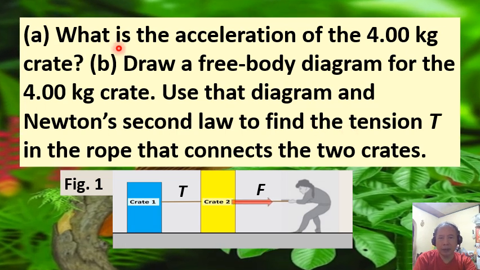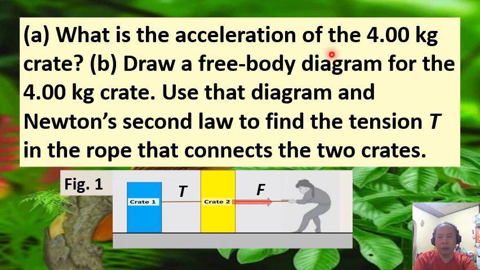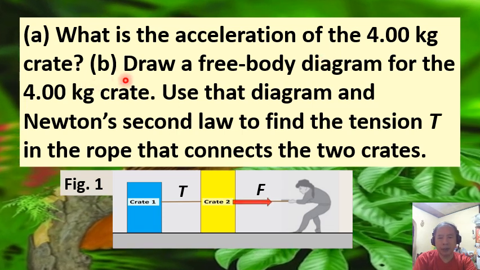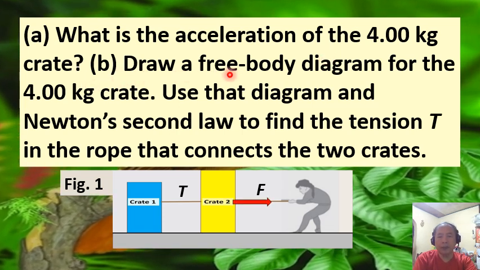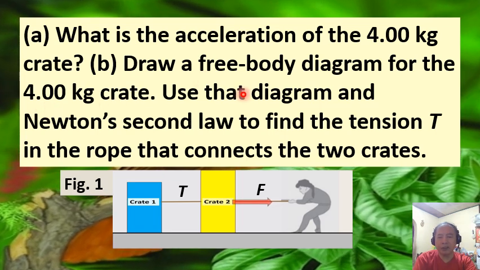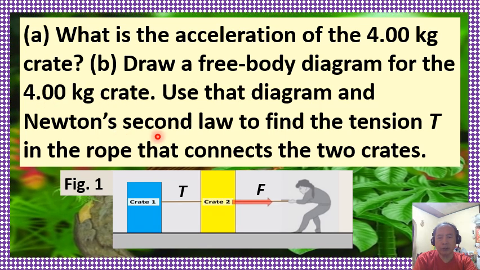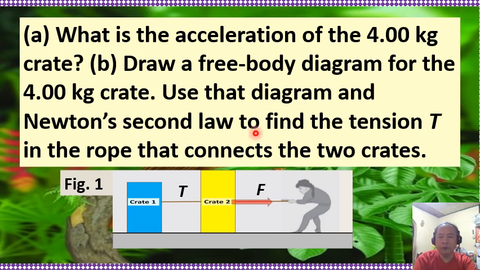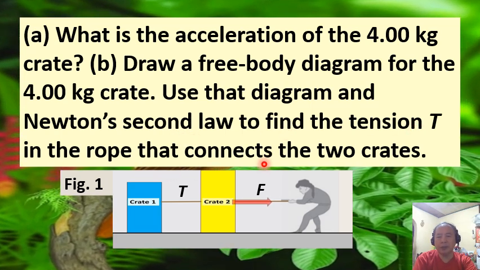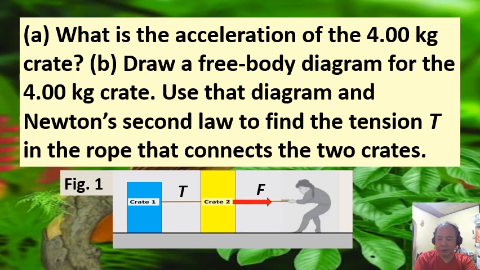Question letter A. What is the acceleration of the 4.00 kilogram crate? Question letter B. Draw a free body diagram for the 4.00 kilogram crate. Use that diagram and Newton's second law to find the tension capital T in the rope that connects the two crates.